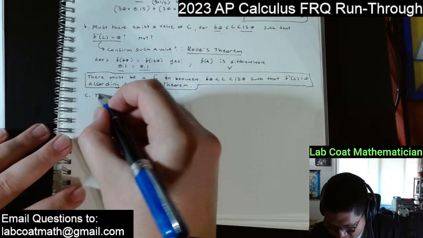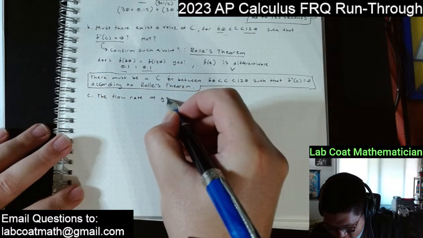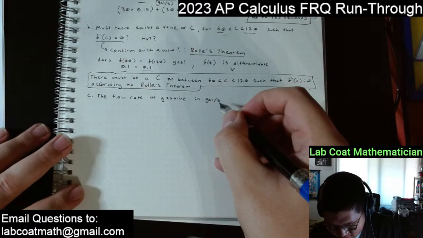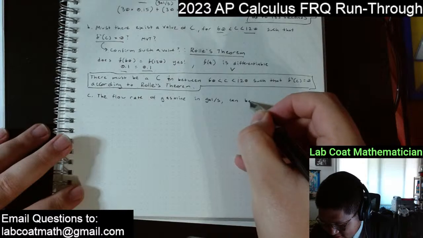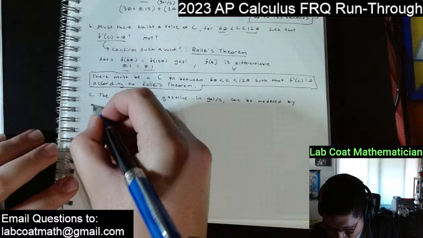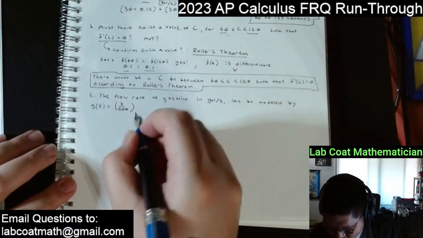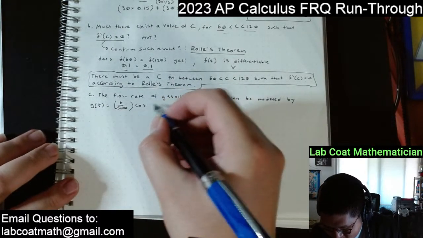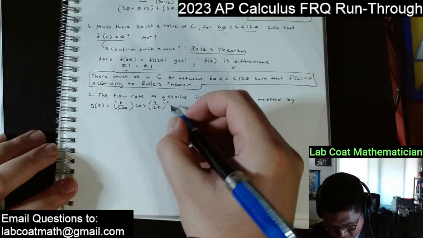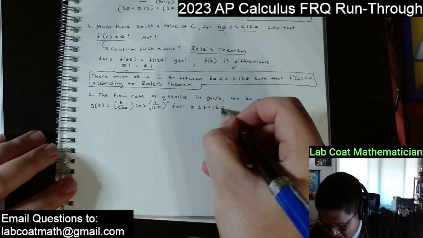It says here that the flow rate of gasoline in gallons per second can also be modeled by this new function g of t, being equal to t over 500 multiplied by the cosine of t over 120, all of that squared, for the interval going from 0 all the way to t equals 150.